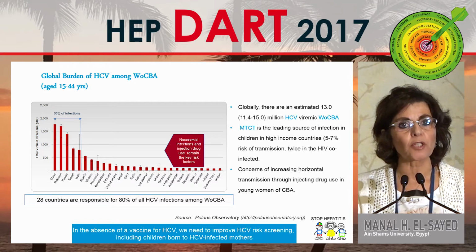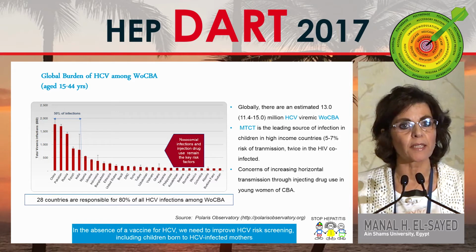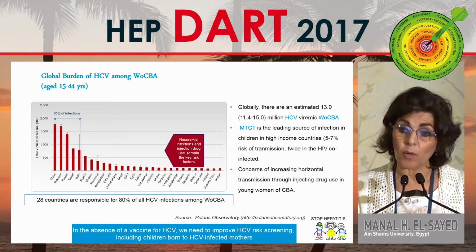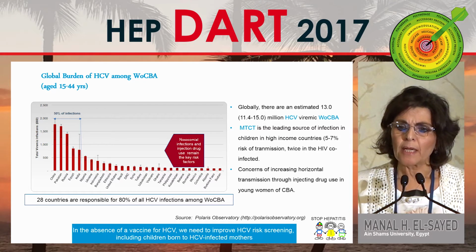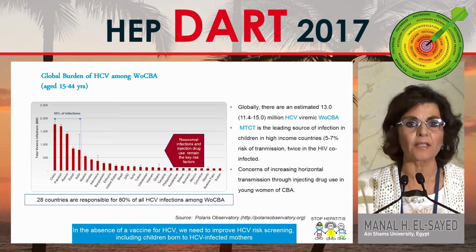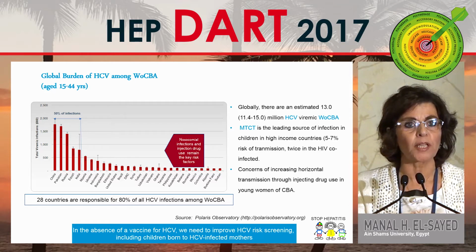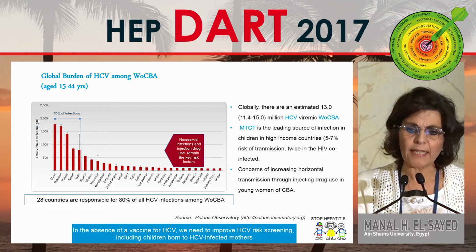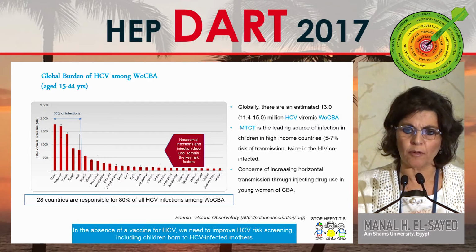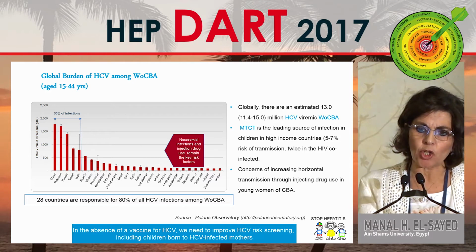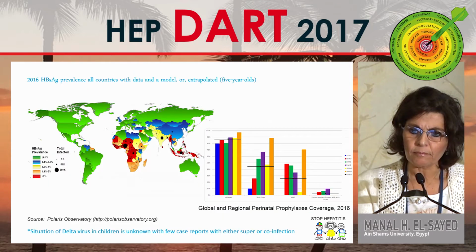So this is a group that should be considered, that should be prioritized, and there are no guiding policies for prevention of transmission of hepatitis in women of childbearing age. So I think this is very important, and we need to integrate this into our guidelines, and we need to prioritize also this population group. Also, 28 countries are responsible for 80% of the infection, among them China, Pakistan, Egypt, as well as India.